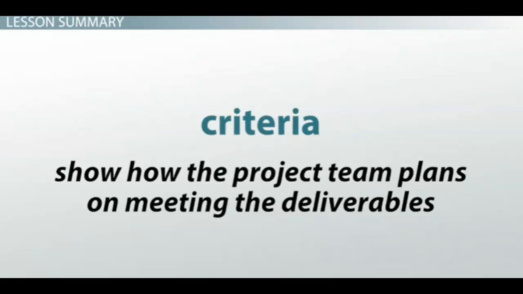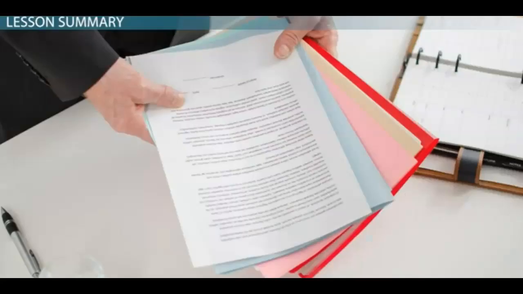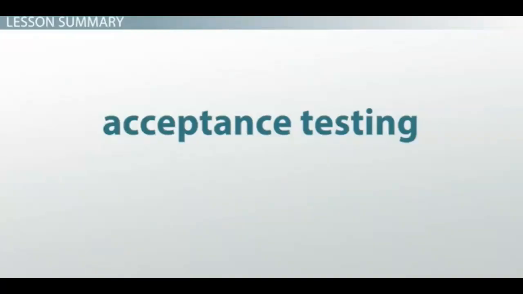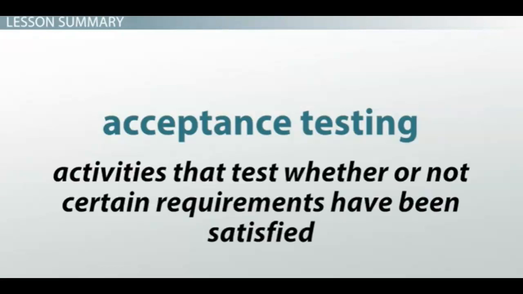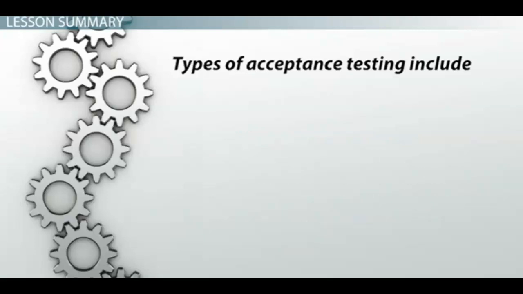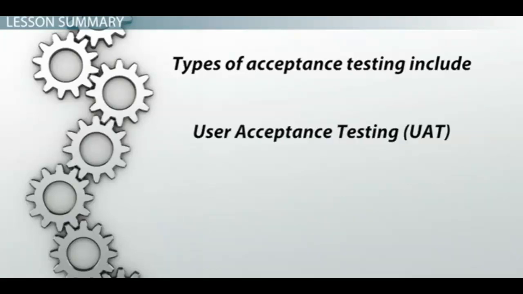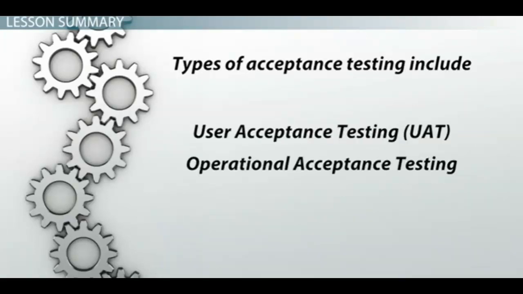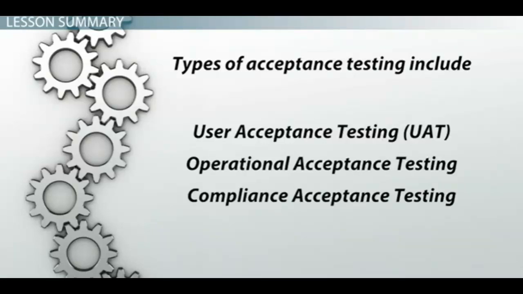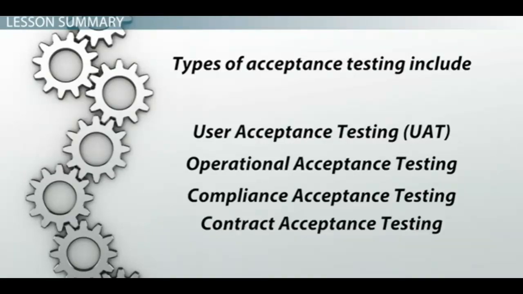Criteria is used in an acceptance plan to show how the project team plans on meeting the deliverables. The criteria will list specific standards that must be met for the project to be considered complete. Acceptance testing is a term used to describe the activities that test whether or not certain requirements have been satisfied. Types of acceptance testing include user acceptance testing, UAT, operational acceptance testing, compliance acceptance testing, and contract acceptance testing.